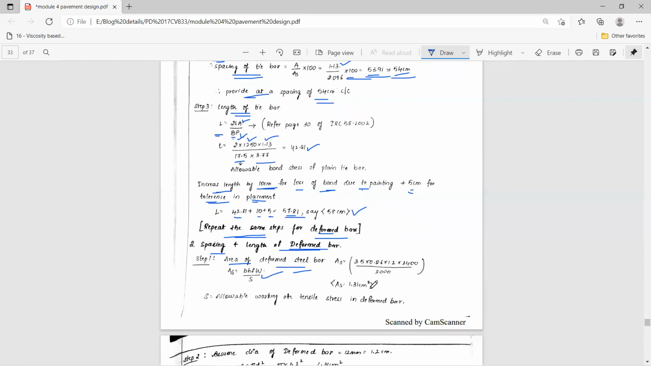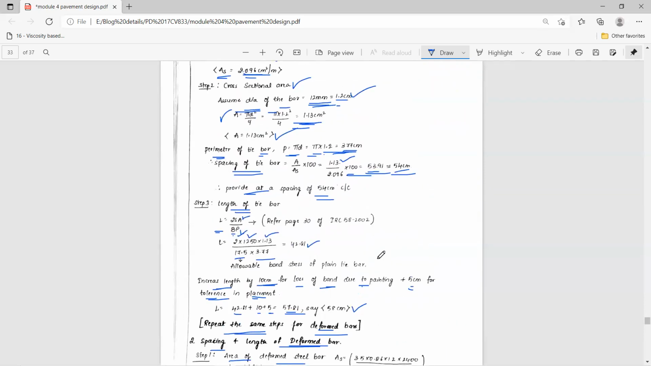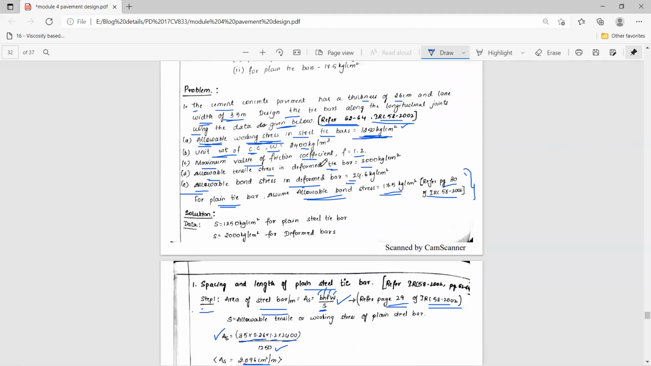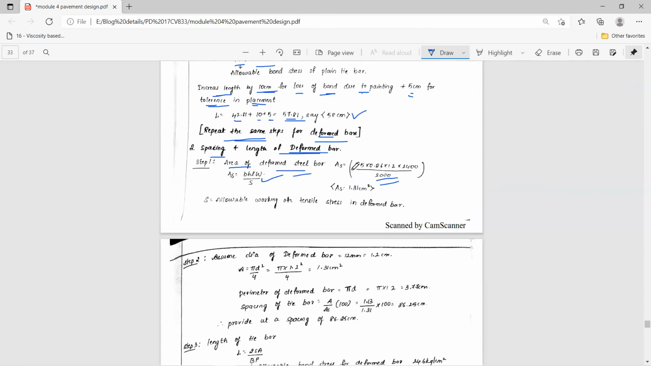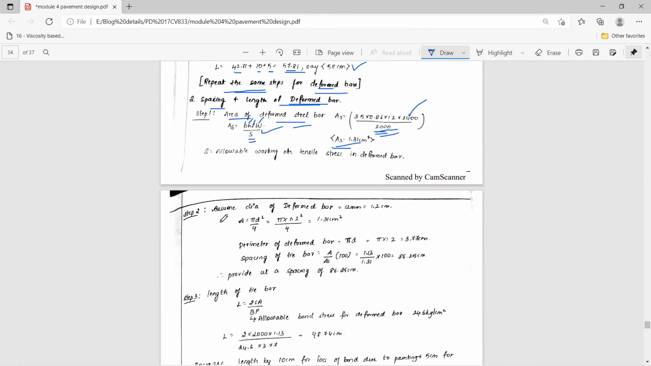So here the S value is 2000. That means the allowable tensile stress in deformed tie bar is how much? 2000 kg per centimeter square. So the B value is the same, the H value is the same, the F value is the same, and the unit weight of the concrete is also the same, 2400, but the S value is 2000. Therefore, what is the area of the steel? 1.31 centimeter square. After that, in step 2, what you need to do?